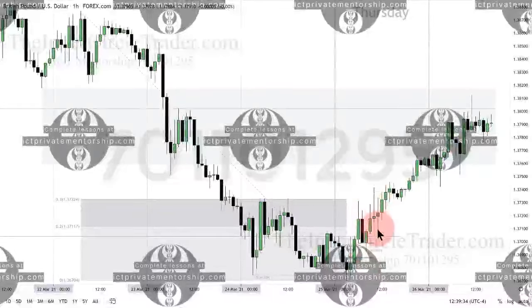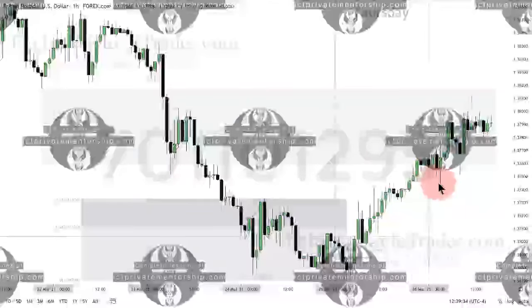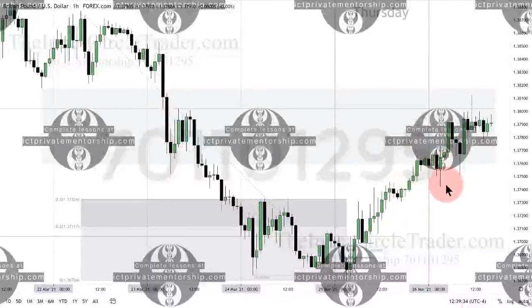Rally. Optimal trade entry. Continues higher. Rebalance to a fair value gap. Bullish order block. There. Optimal trade entry. Runs again. And then optimal trade entries as well.